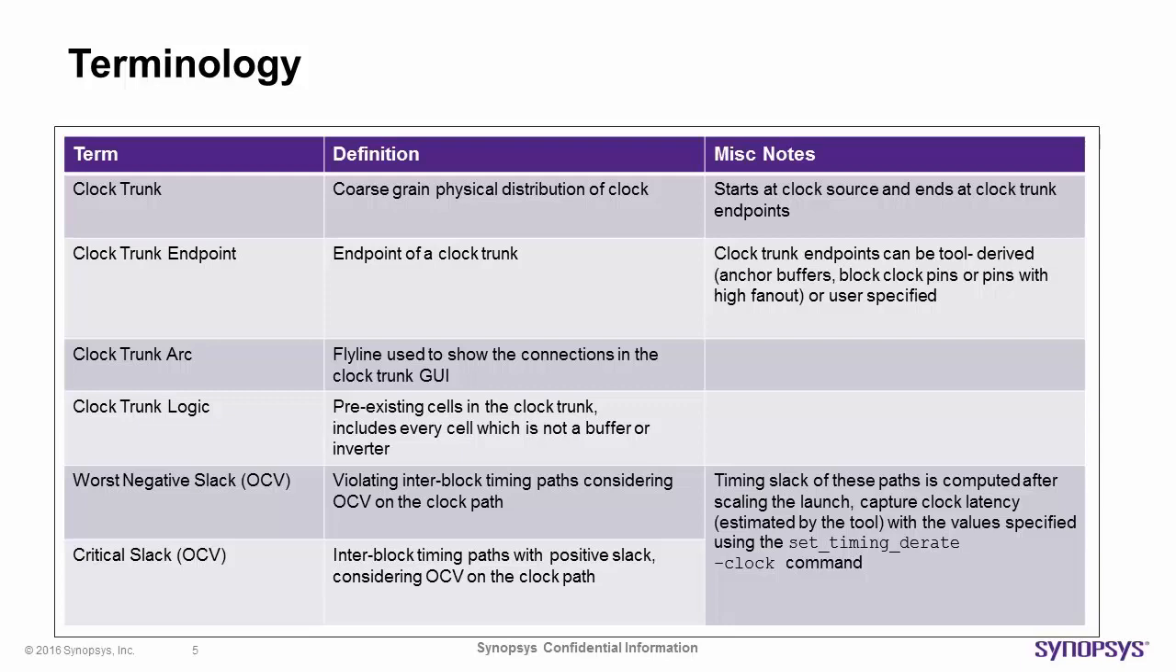These two timing numbers with OCV are the terminology usually used in clock trunk planning reports. Worst negative slack with OCV shows violating inter-block timing paths with OCV. Critical slack with OCV may show inter-block timing paths with positive slack. To see the OCV effect, users need to set timing delay in the timing constraints.